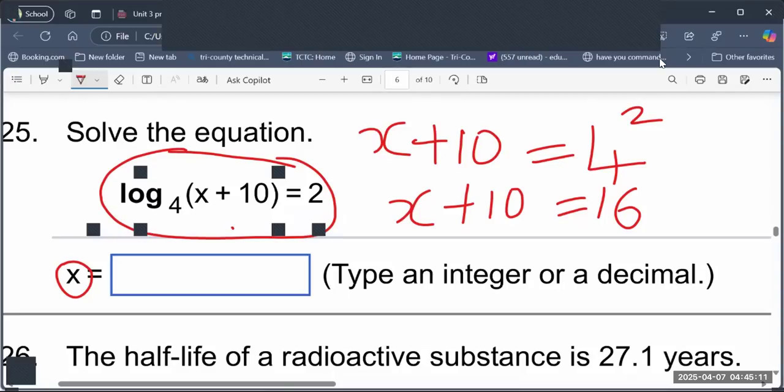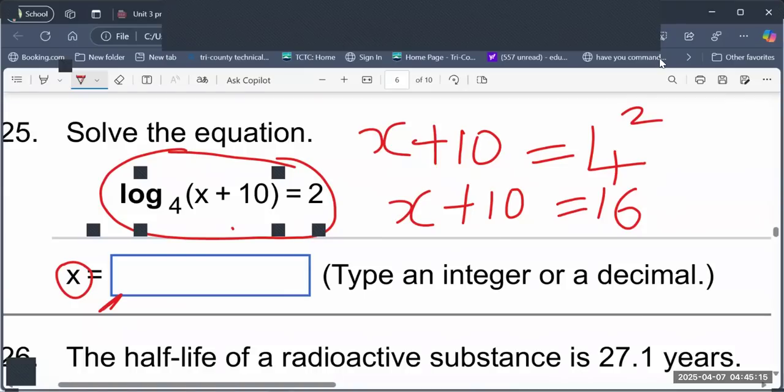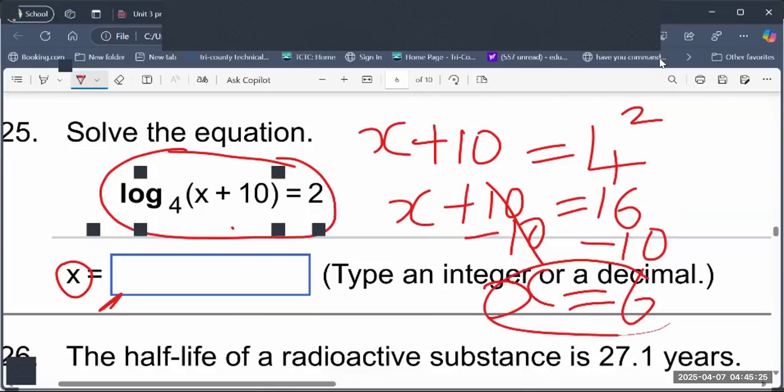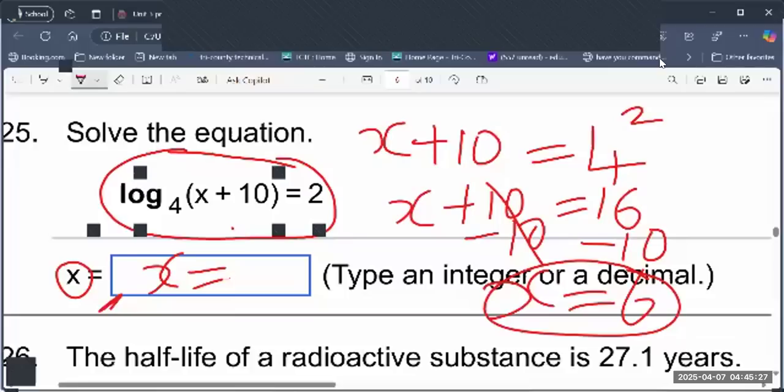Bring down x plus 10 from the left-hand side. I am only told to solve for x, so I'm solving for x. Minus 10 on both sides. So x is equal to 6.